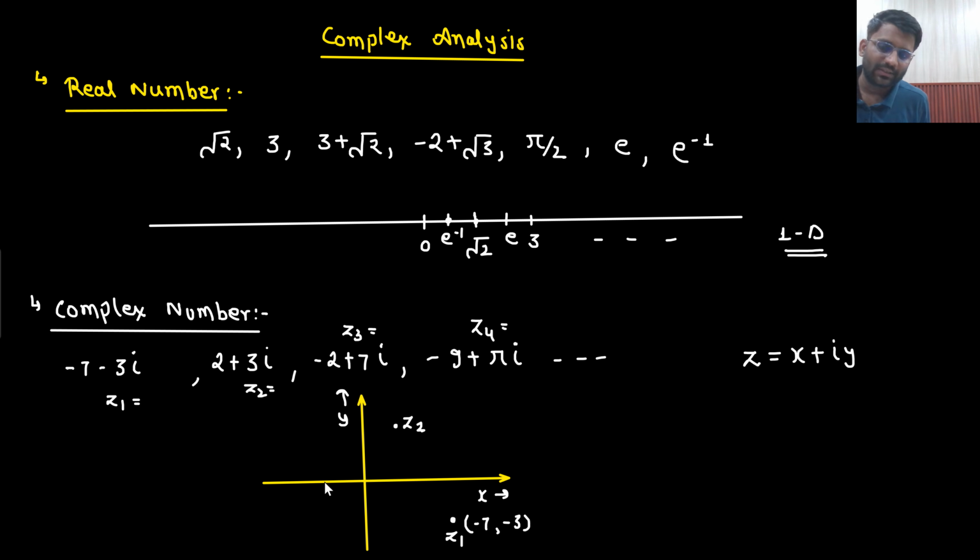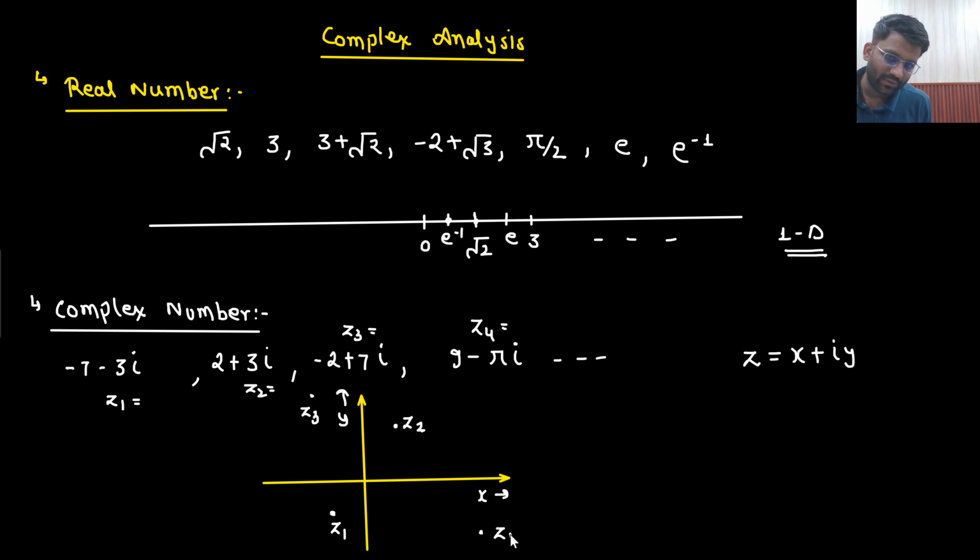How would you represent z3? Sir, minus 2 plus 7 iota. This will be your z3, here. How will you represent z4? Sir, minus 9 plus 9 iota. Just 1 second, sorry. Z1 would be minus 7 minus 3, no? So z1 would be coming here. Say yes or no? Minus 7 minus 3. Z1 is minus 7, negative value of x and negative value of y. Z2 is plus 2 plus 3. Z3 is minus 2 plus 7. Z4 is plus 9 minus pi.